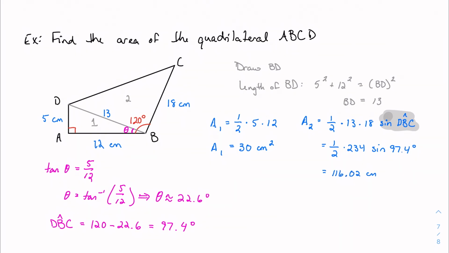So my total area is just the sum, which is 146.02. Always include your units, so centimeters squared.